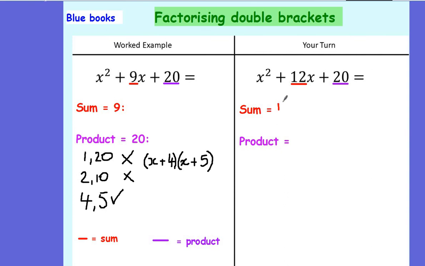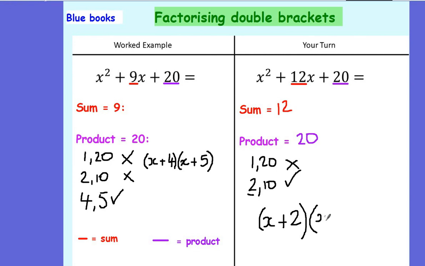Okay, I'm going to go through it. This time I need the sum to be 12 and the product of the two numbers to be 20. Now, two numbers that could give me a product of 20 we've already been through. We could have 1 and 20. That wouldn't give me a sum of 12. We could have 2 and 10. That would give me a sum of 12. So those are the ones I'm going to choose. Putting the brackets back in, that's going to give me x plus, there's my 2, and in the other bracket, I've got x plus 10. And I've factorised it. I've put the brackets back in. Please make sure you've got this correct in your dark blue books.